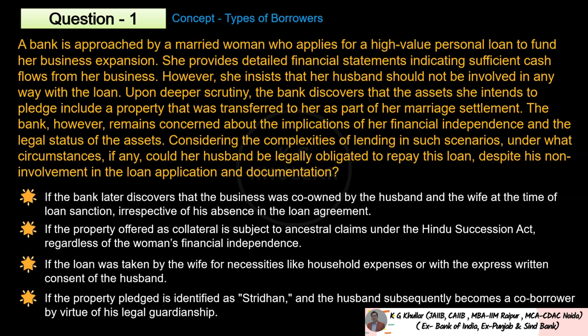So please note, while a married woman is typically considered independent for financial purposes, her husband can still be held liable if the debt is incurred for household necessities or if it was taken with his explicit consent. Now friends, this is in line with both legal provisions and traditional banking practices concerning financial liability within marriages. So as far as this question is concerned, the correct option is option C.